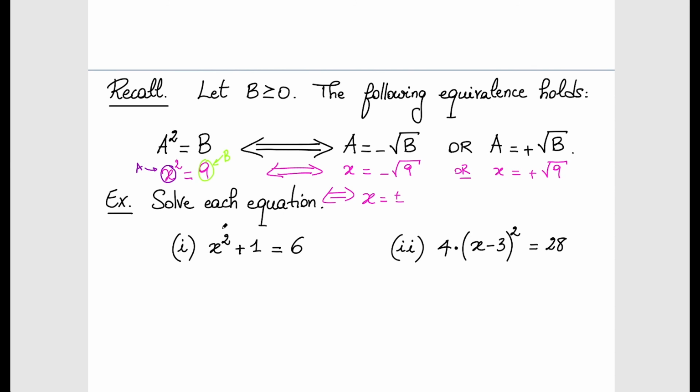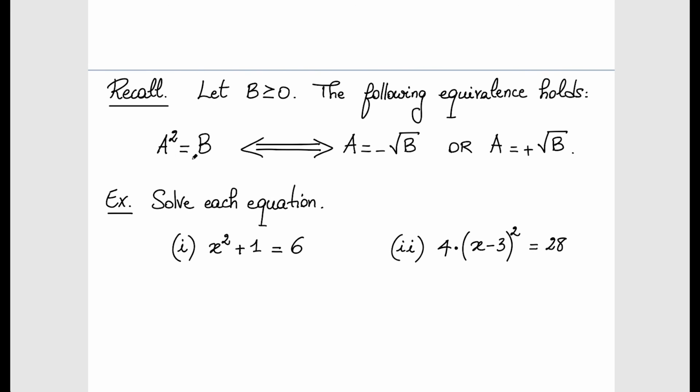Okay, so let's erase all of this and let's go to the next problem. Solve each equation. Part 1. So part 1, x squared plus 1 is equal to 6. Well, this is very close to the one we just discussed. The only difference is I have a plus 1 here. Well, I can get rid of the plus 1 in order to put myself in this context, right?